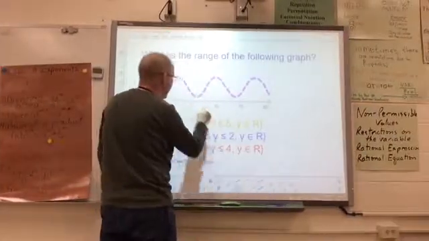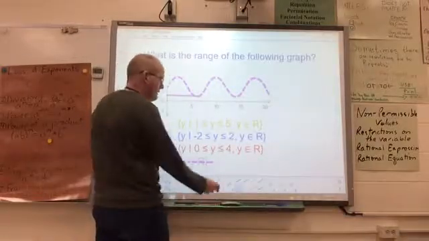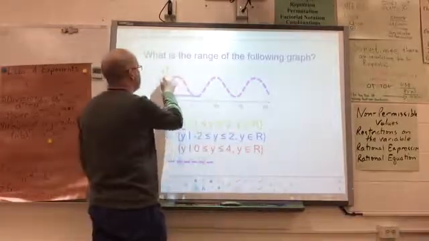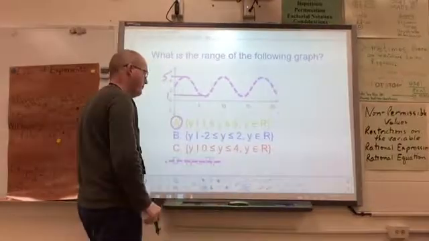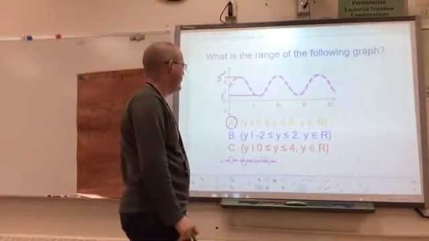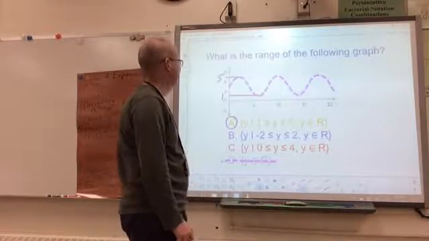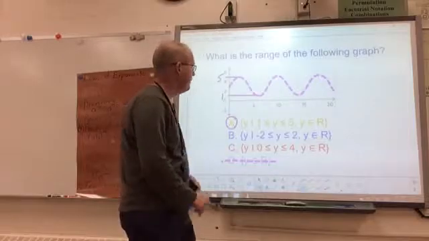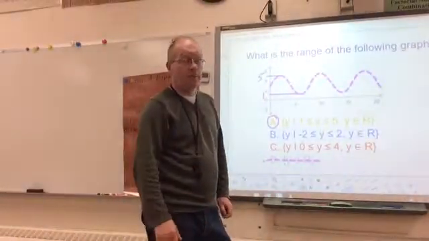Now, looking at the graph, what's the smallest y value? It looks to be about 1. And what's the biggest y value? It looks to be between 4 and 6, which is about 5. Minus 2 to 2, I have no idea where that came from, and 0 to 4, don't quite get that one. Anyway, so you could get a question like that, and you will in the homework.